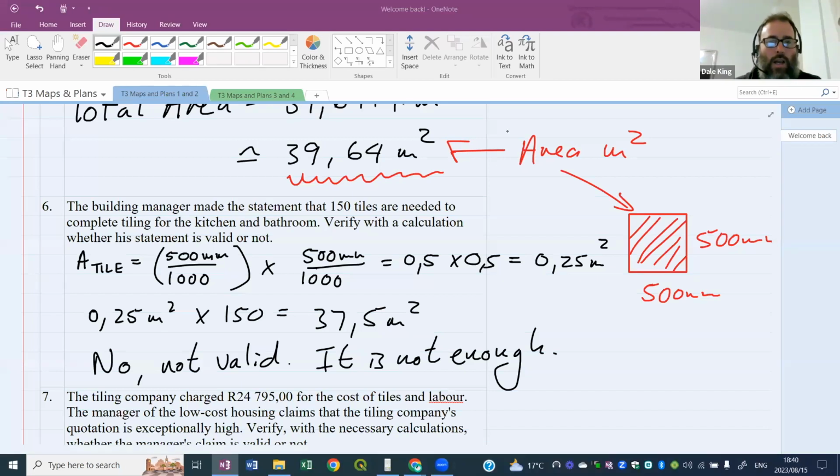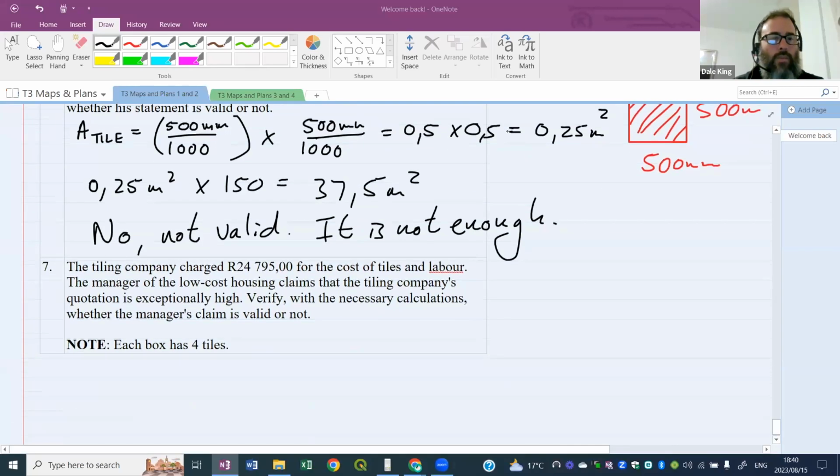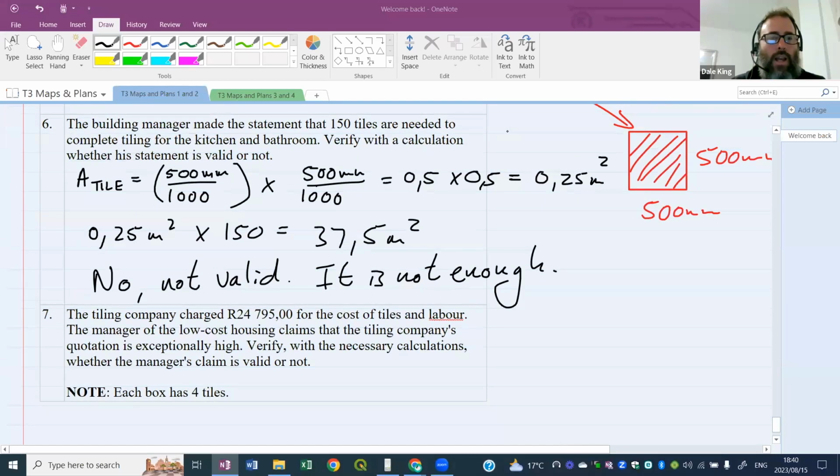All right. So now we're going to move down to question 7. Let's have a look here. The tiling company charged 24,795 Rand for the cost of tiles and labor. The manager of the low-cost housing claims that the tiling company's quotation is too high, exceptionally high. Verify with calculations whether it's valid or not. Same question over and over again. Verify whether it's valid or not.